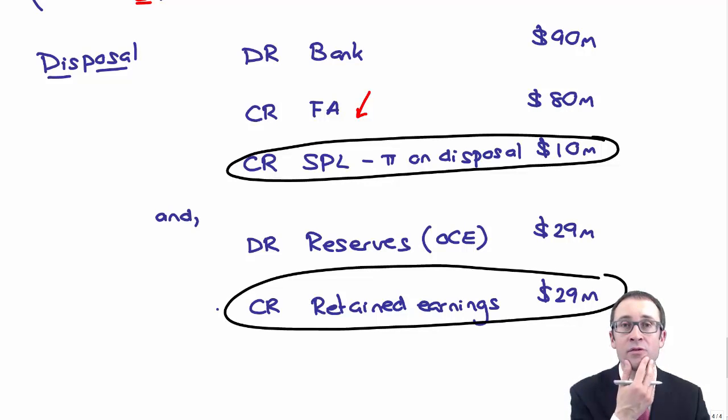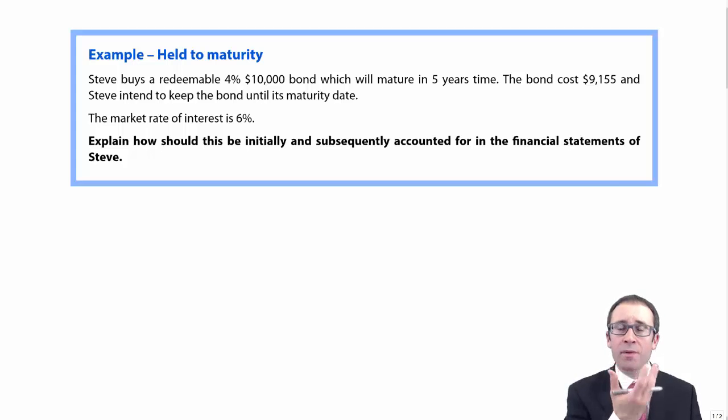Have a look for some of the examples in the revision kit, because I think you should find those quite to your liking with the numbers. And if you do get stuck, then yeah, fire away on any of the questions on the forum. So hopefully you're happy with those earlier examples on held to maturity financial assets and available for sale financial assets. We're now just going to move it on to look at held to maturity.